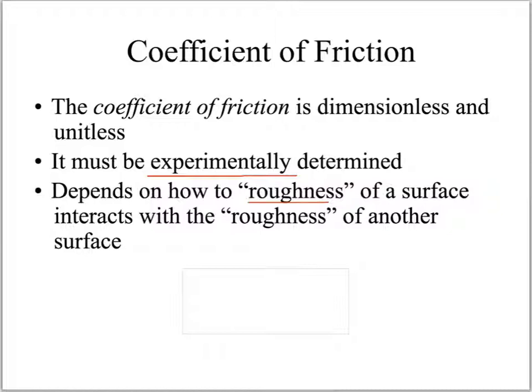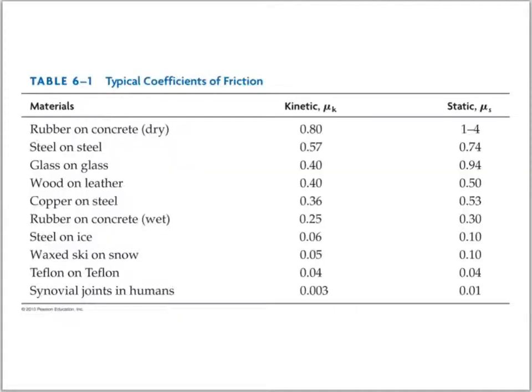Take a look at this next chart right here. These are various different coefficients of kinetic friction. Later on we're going to talk about static friction, which is friction that causes things to not move, but right now we're focusing on kinetic friction, friction that exists between two objects that are moving past each other. You'll notice that rubber on concrete is a fairly high decimal, 0.8.